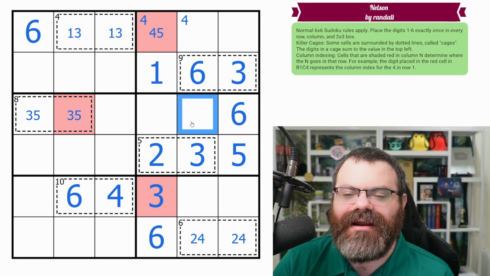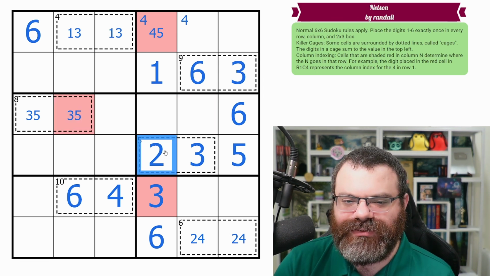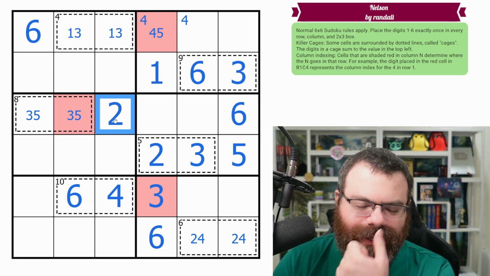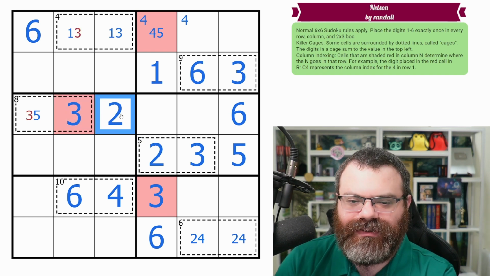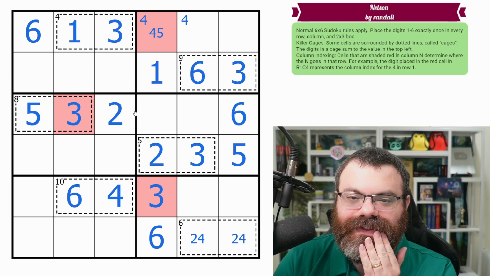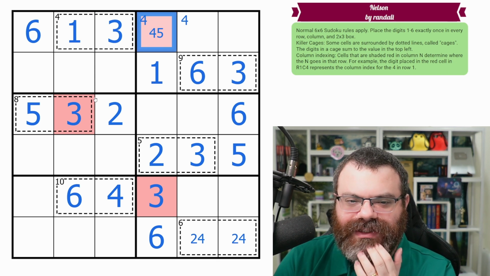We can still... Oh, we cannot put a 2 in column 5 anymore because there's a 2 right here. So this ends up being the 2. And so now this has to be the 3, so it points at the 2. That's 5. That's 1 and 3. All right, and I think we should be able to plonk digits at this point.